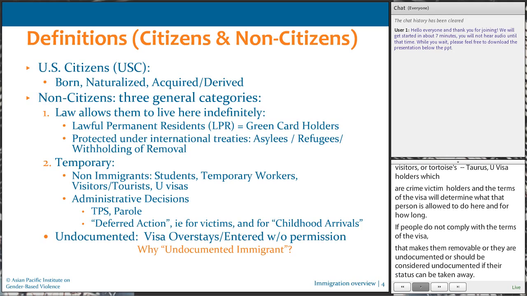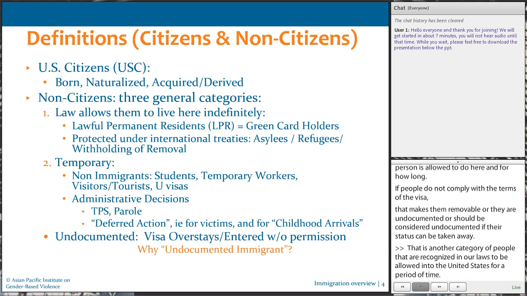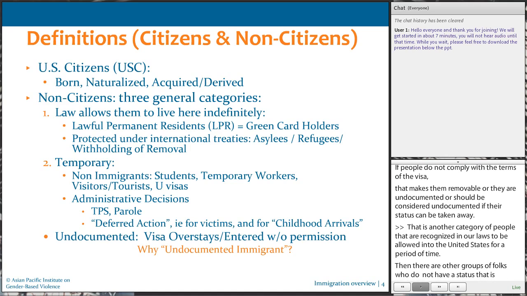Then there are other groups of folks who don't have a status that's recognized under the law per se, but there's been an executive decision or administrative decision by the federal government to allow groups or classes of people. Usually they're not large groups of people that have some kind of temporary status that the administration can decide, oh, we're going to end that today or next week. And so examples of that might be temporary protected status.